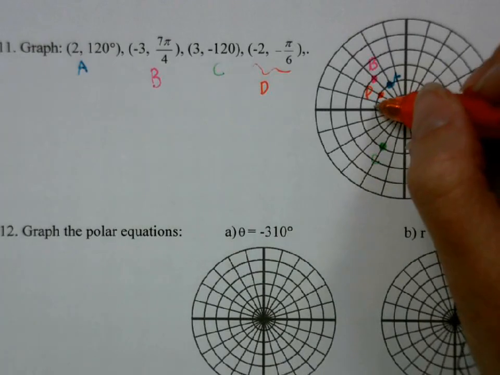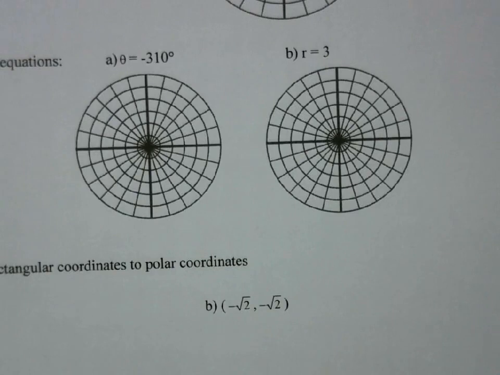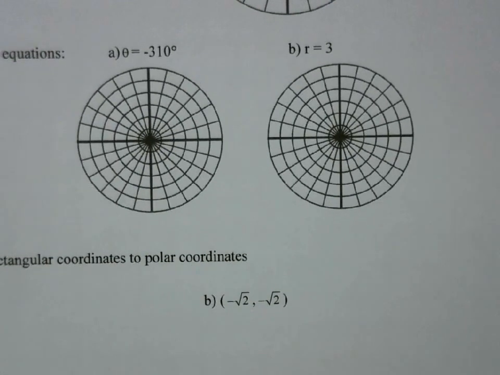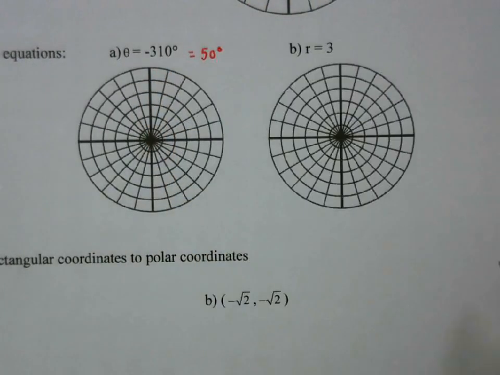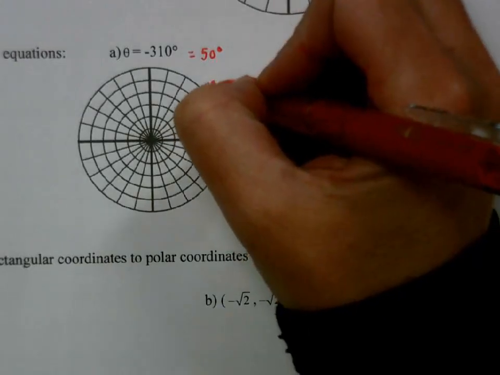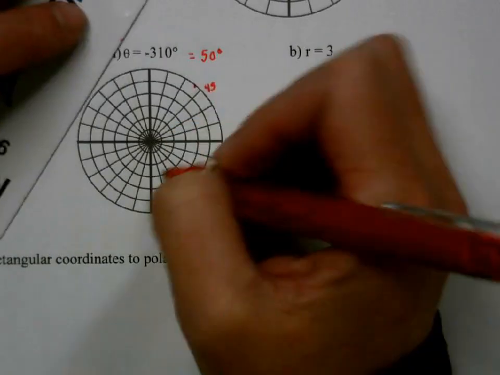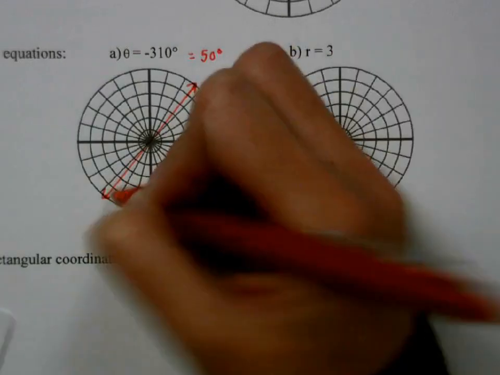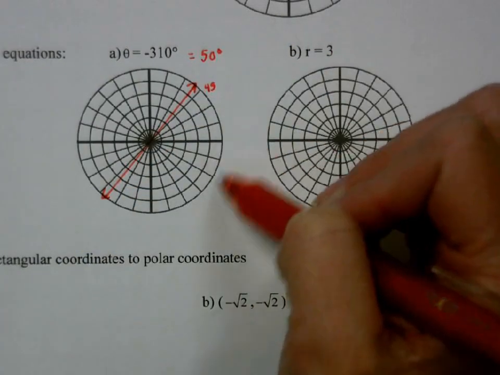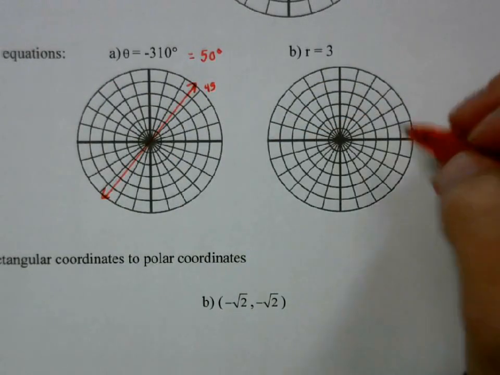Okay, next we're going to be graphing lines and circles, so just basic equations. Negative 310 is going to be the same as positive 50 degrees. This would be 45, so negative 310 is going to be just a little bit more than that. Okay, so negative 310 would be this measurement here, but it's all the same line. R equals 3, you're just going to go out to 1, 2, 3, and graph that line, or circle.